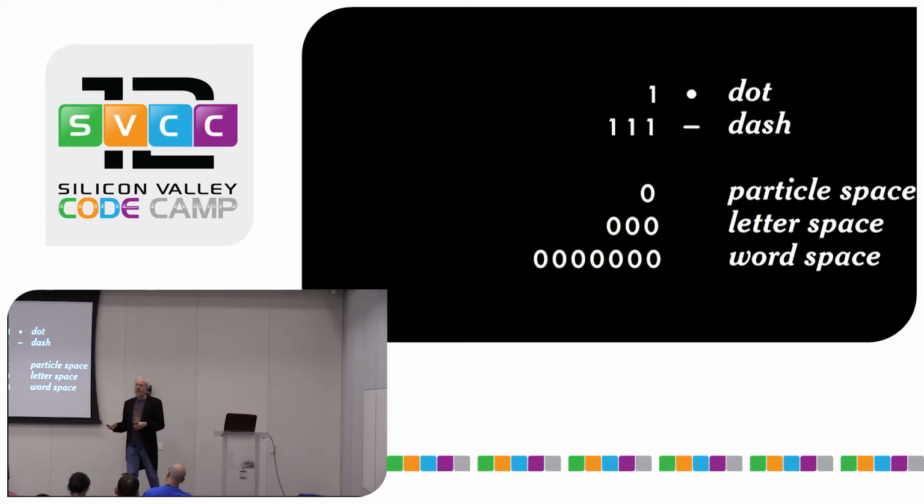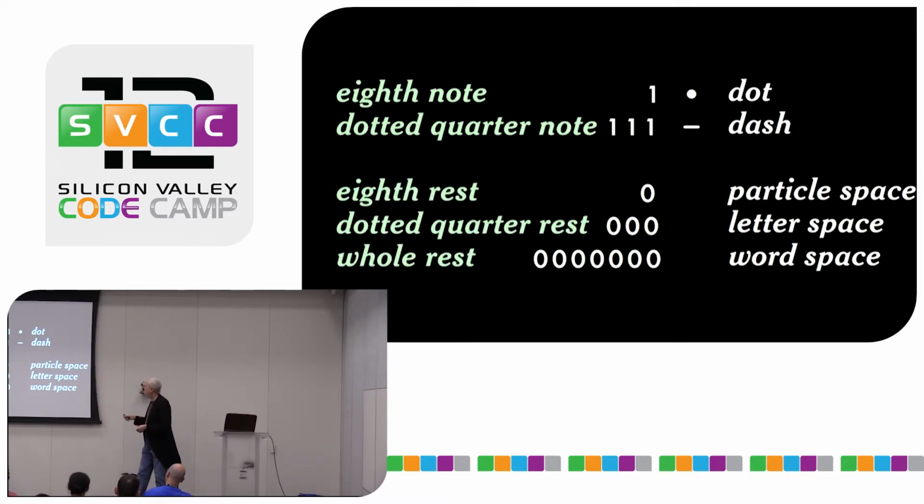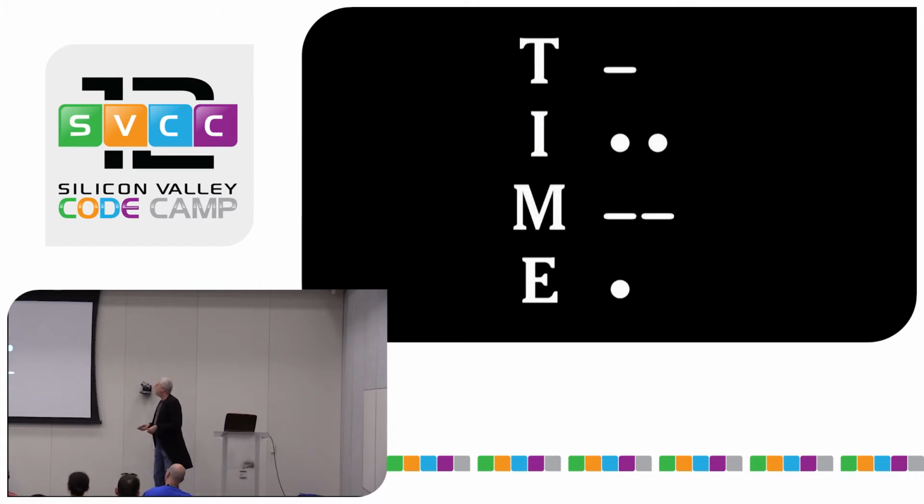If you think about this in terms of music, a dot is an 1/8 note, and a dash is a dotted quarter note. So you just play those, and the zeros represent the rests. So a single 0 is an 1/8 rest, a dotted quarter rest would be 3 zeros, and a whole rest was actually 7 zeros, but that's close enough for jazz. It's also a time-based code.